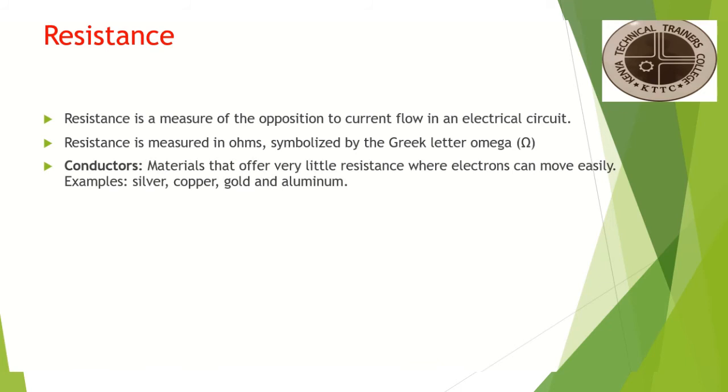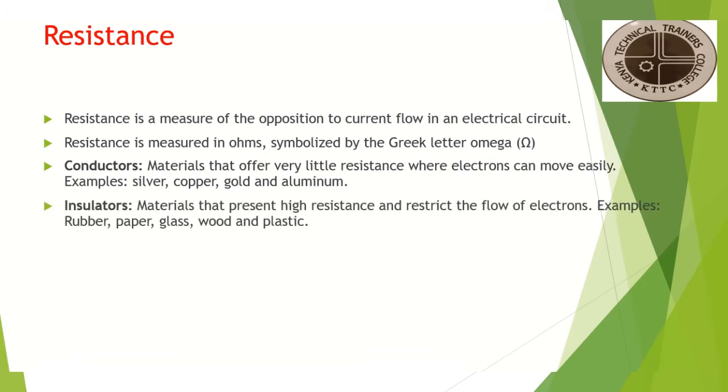Conductors. There are good conductors and there are insulators. So when we talk of a conductor, it is a material that offers very little resistance where electrons can move easily. Examples are copper, silver, gold, and aluminium. Then when we talk of insulators, these are materials that present high resistance and restrict the flow of electrons. Examples: rubber, paper, glass, wood, and plastics.